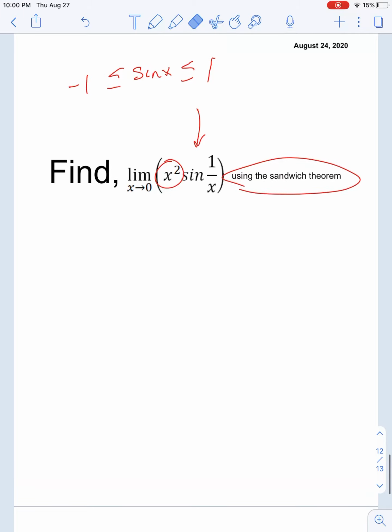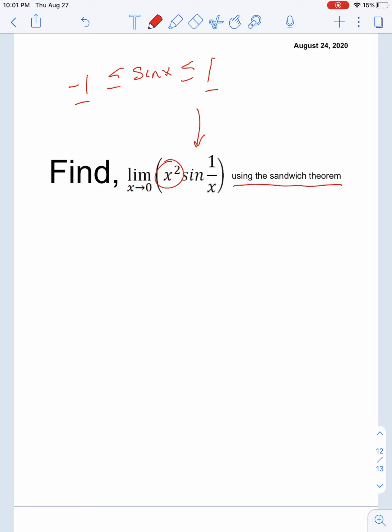The nice thing for you is that on a test, we're always going to tell you that you are going to be using the sandwich theorem. In other words, find the limit using the sandwich theorem. And you're also always going to be dealing with a trig function. And the nice thing about that is on these trig functions, we know that the sine or the cosine function is always going to have an output value between -1 and 1.